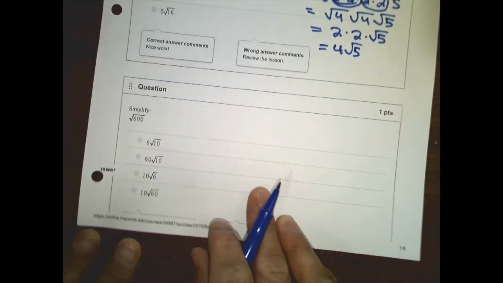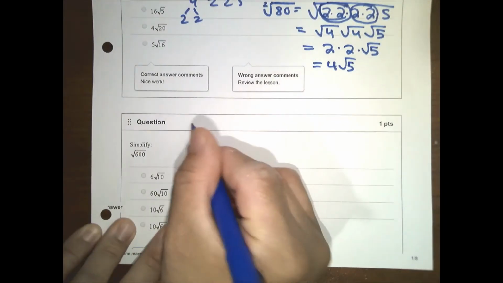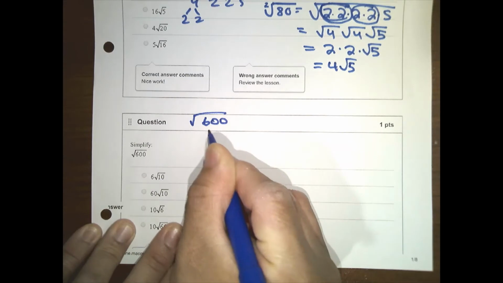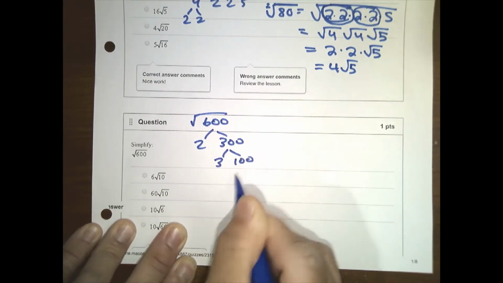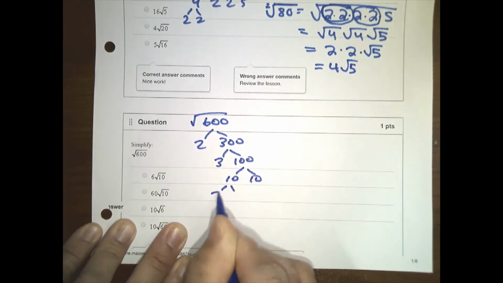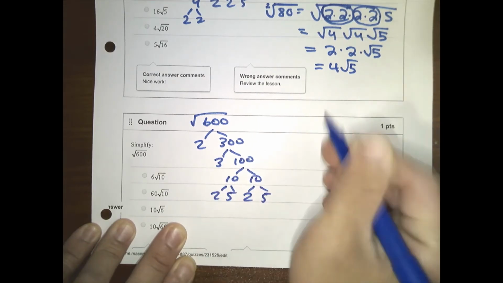So let's go ahead and try this again. So square root of 600. 600 is 2 times 300. 300 is 3 times 100. 100 is 10 times 10. And 10 is 2 times 5. And 10 is 2 times 5.